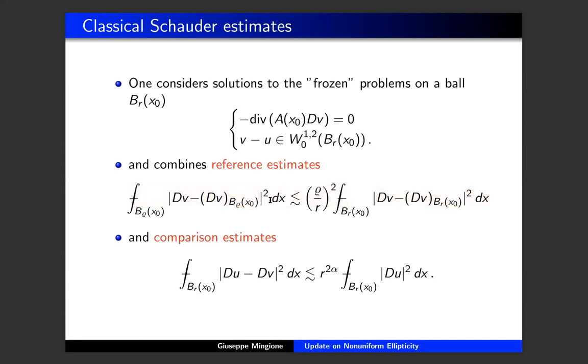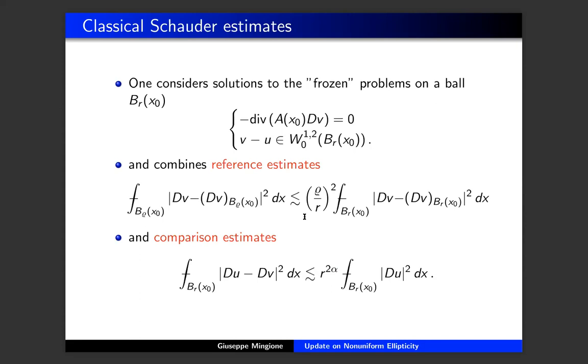And this describes essentially the fact that the gradient is Lipschitz continuous. On the other hand, by comparison, you can prove these estimates so that the difference between your original solution and the frozen one decays as much as the regularity of coefficients allows. And when you combine these two things, then you can prove the Hölder continuity of the gradient. Okay, what's the crucial point here is that these estimates are homogeneous. You see, it's two here.